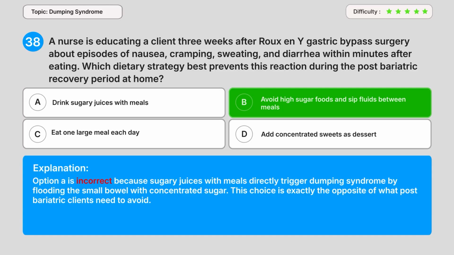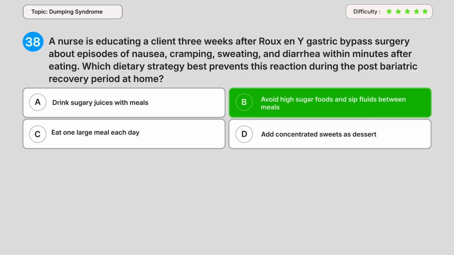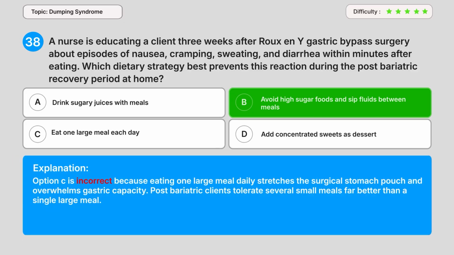Option A is incorrect because sugary juices with meals directly trigger dumping syndrome by flooding the small bowel with concentrated sugar. This choice is exactly the opposite of what post-bariatric clients need to avoid. Option C is incorrect because eating one large meal daily stretches the surgical stomach pouch and overwhelms gastric capacity. Post-bariatric clients tolerate several small meals far better than a single large meal.